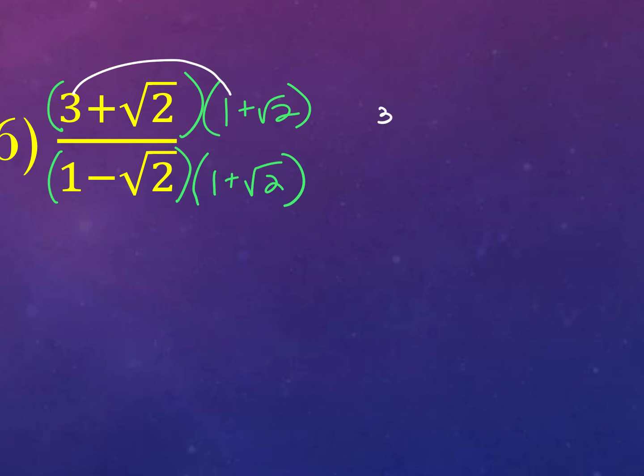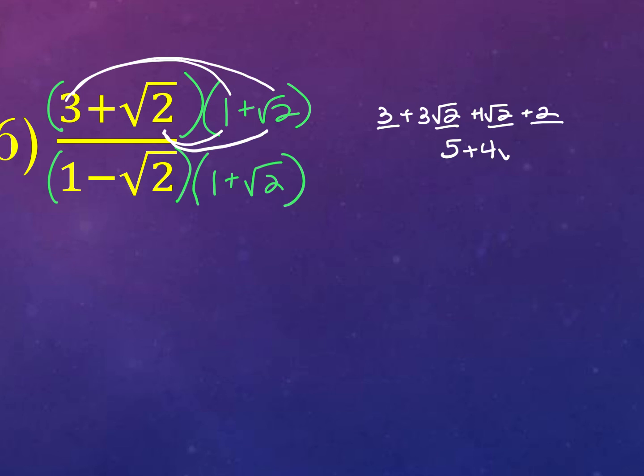3 times 1 is 3. 3 times square root 2, positive 3 root 2. Positive 2 times 1, positive root 2, and positive root 2 times positive root 2, which is positive 2. Combine your like terms here. 3 plus 2 gives you 5, and these are exactly the same root, so I can combine 3 root 2 plus 1 root 2, which would be 4 root 2. That's my numerator. Now I got to do the same thing in the denominator.